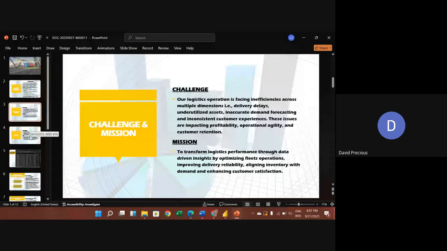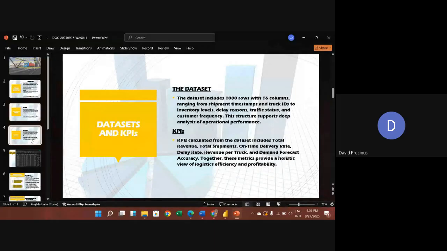The challenge that this logistics company had was they had so many delivery delays, and some trucks were underutilized. That is, some trucks were not working hard enough, and their demand forecasting was inaccurate, and overall, their customer experience was really inconsistent. So these problems were really affecting their profit, and it slowed down their operations. Our goal was to fix these problems by using the data set of this company to run these operations and make sure that they deliver better and more reliably.